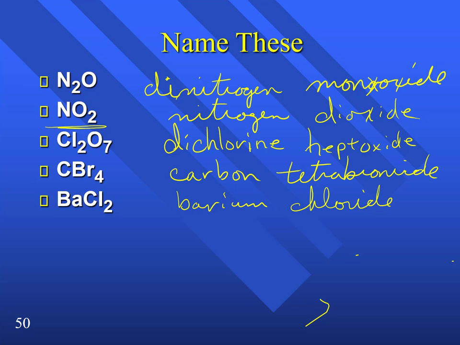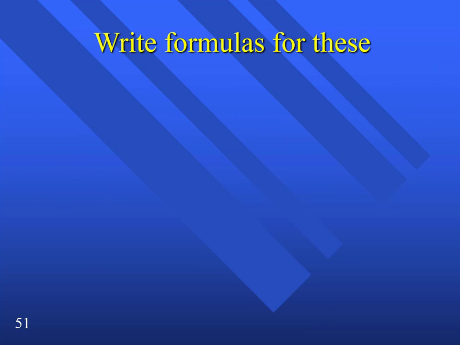Everybody okay with that? I'm not trying to trick you. I told you ahead of time that this was the challenge. Okay? Because naming molecular compounds is not the challenge. It's deciding ionic and molecular first. Remember to make that decision. I'm not going to talk about how to go the other way. We're just going to do some.